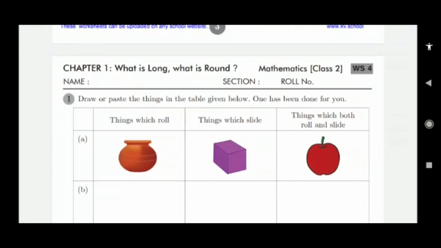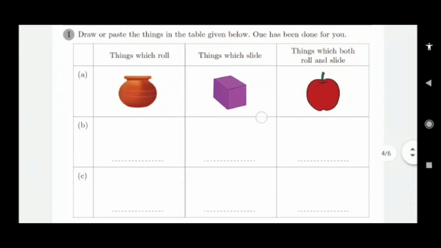Okay. This is worksheet 4 of the chapter 1 only. Draw or paste the things in the table given below. One has been done for you. Things which roll. Things which slide. Things which both roll and slide. Okay. Here, first one is done for you.